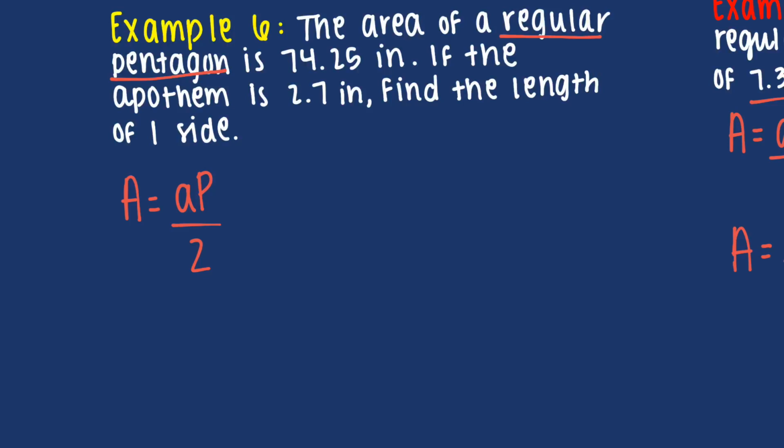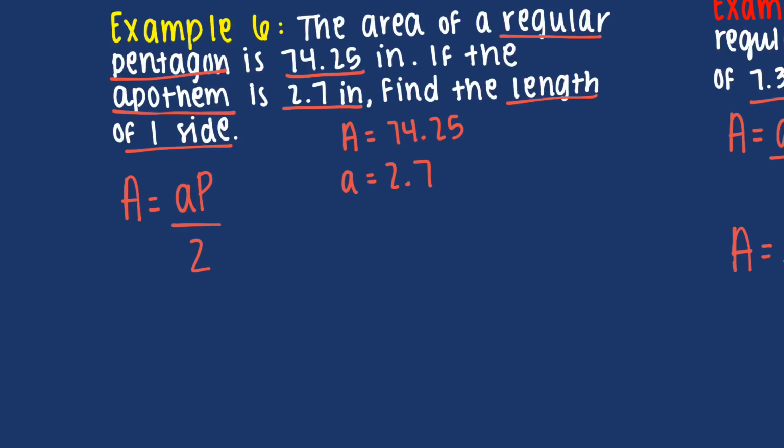So I'm going to take what I know from my word problem. I know the area is 74.25. So big A is 74.25. Apothem is 2.7. So little a is 2.7. And I'm looking for the length of one side. So now I'm going to start working on going backwards.